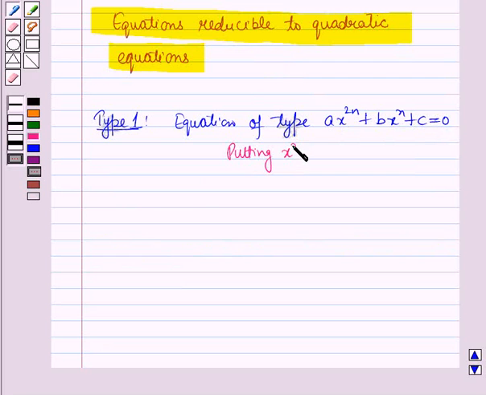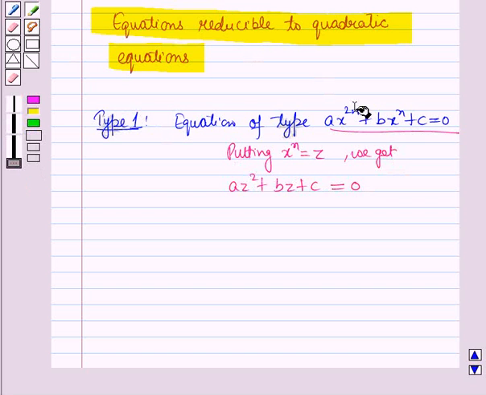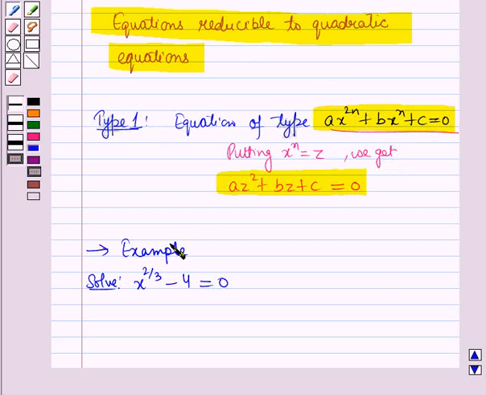Now to reduce the given equation to a quadratic equation, put x raised to power n is equal to z in the given equation, and then we get az square plus bz plus c is equal to 0. So the given equation is reduced to a quadratic equation in z. Now let us discuss this type with the help of an example.